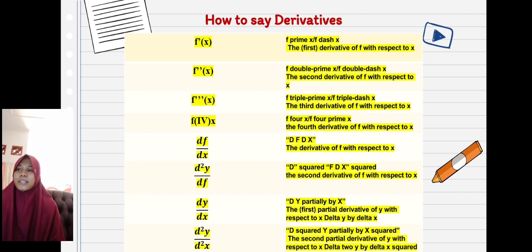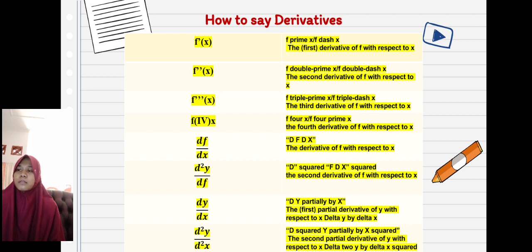df over dx, df dx, the derivative of f with respect to x. d squared f over dx squared, d squared f dx squared, the second derivative of f with respect to x.